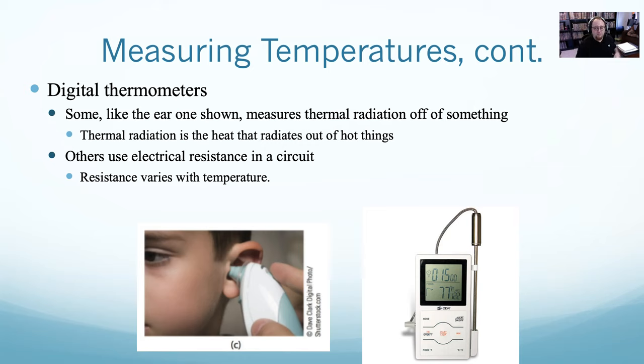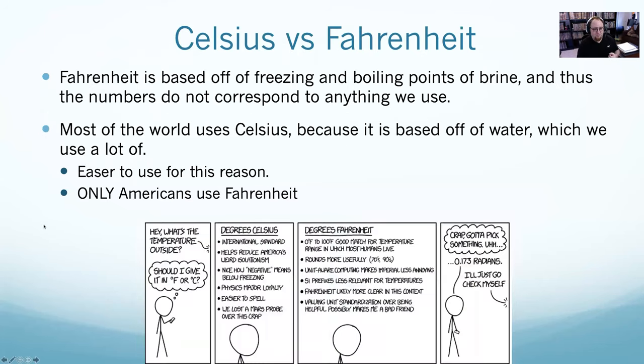Let's actually get into the units for temperature, though. The main two units are Celsius and Fahrenheit. Now, Fahrenheit was defined based off the freezing point and boiling point of a saltwater brine. And the numbers don't really correspond to anything you'd normally be using. But really, the base of the scale is supposed to be what it feels like. 0 is really cold. 100 is really hot. 50 is somewhere in the middle. That's the basis of Fahrenheit, that it's supposed to match where humans live.